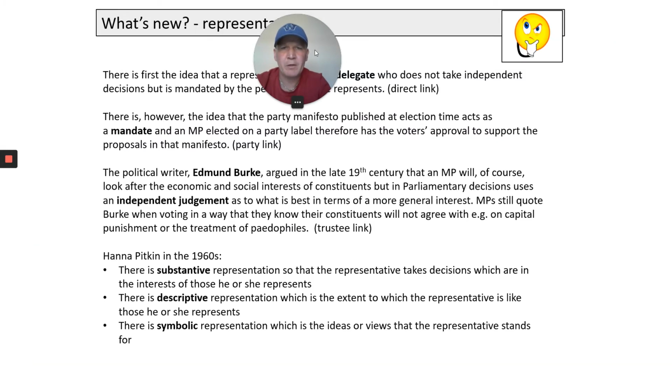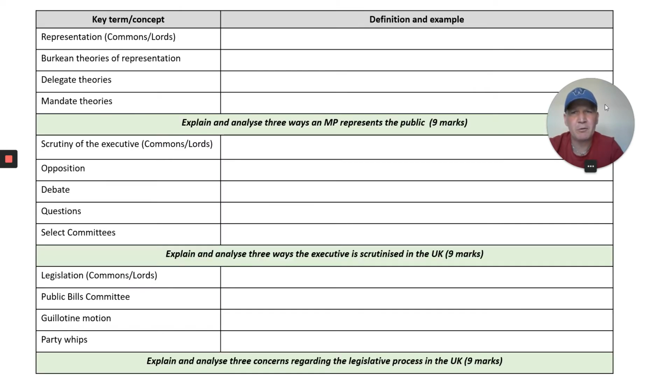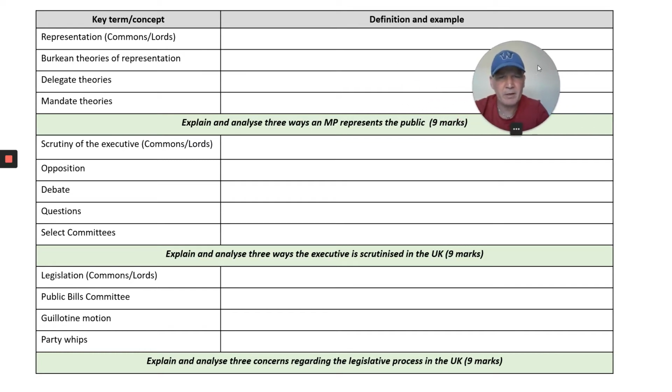So if we were to go here, this is a slide from way back when we did this, probably around October time. And it just outlines a little bit about the different theories regarding representation you may be wishing to use. Okay, so that leads into the question about how an MP represents the public, either representing the constituents, their party, or their own conscience.